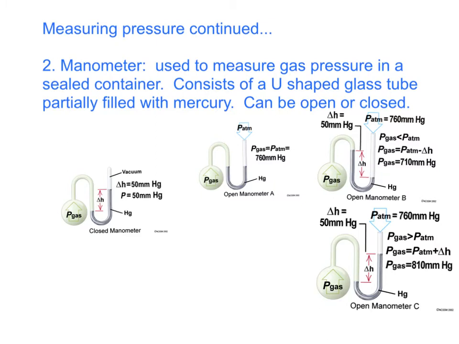How we would measure pressure in some kind of sealed system or container is with a device called a manometer. A manometer is another way of measuring gas pressure in a sealed container. It's basically a U-shaped glass tube, and the business end of the manometer is partially filled with mercury. The grayish stuff we see in these is mercury. They can be open, like the ones over here on the right that I'll look at in a minute, with an open end to the tube that's open to the atmosphere, or they can be closed, like the first example that I'm going to show you right now.